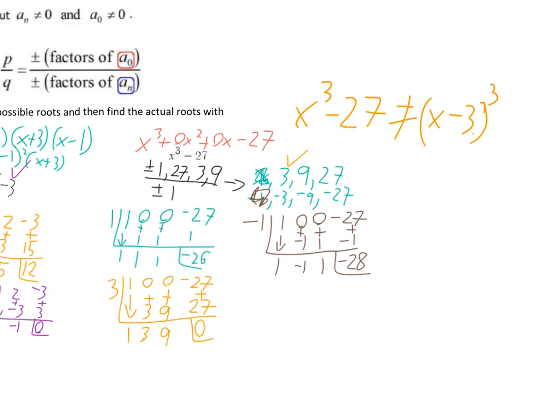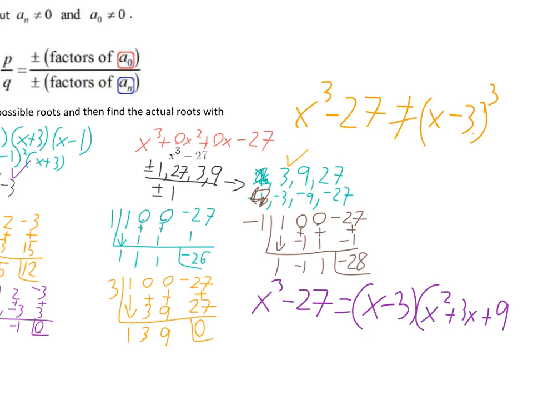Functionally, applying our difference of cubes formula would mean that this would be rewritten as, let's see, x cubed minus 27 would be equal to x minus 3 times x squared plus 3x plus 9 as our two factors. And as you may recall from imaginary numbers, this is probably going to have some imaginary roots, okay?